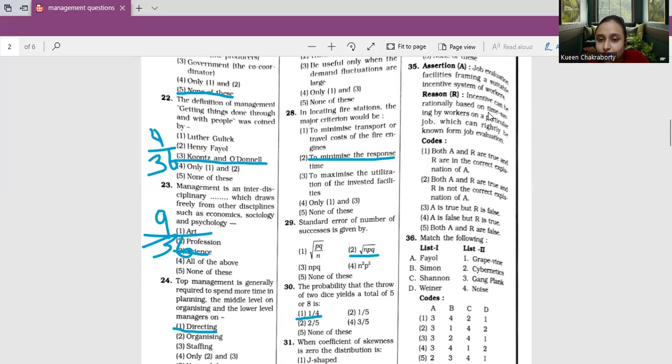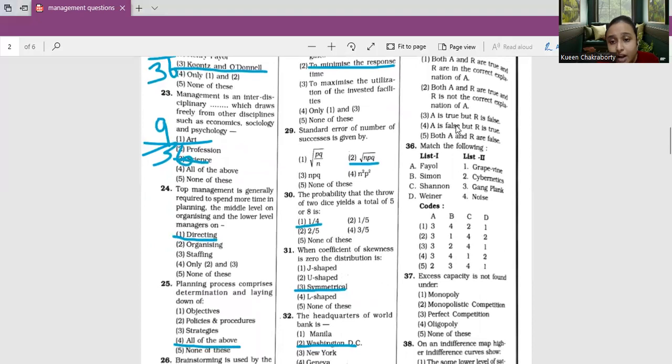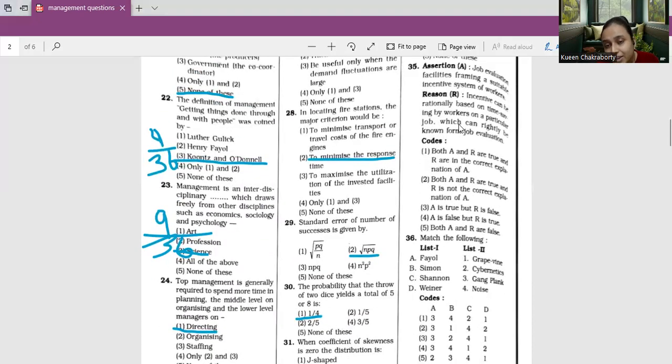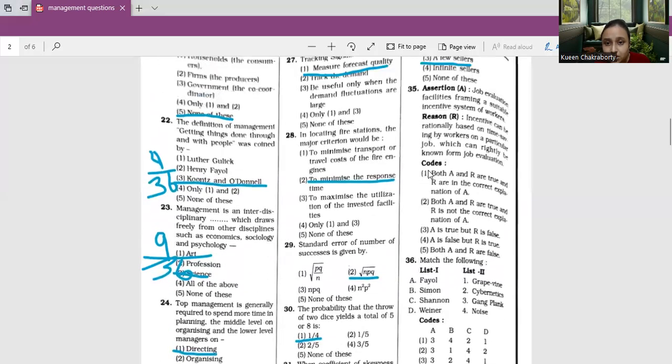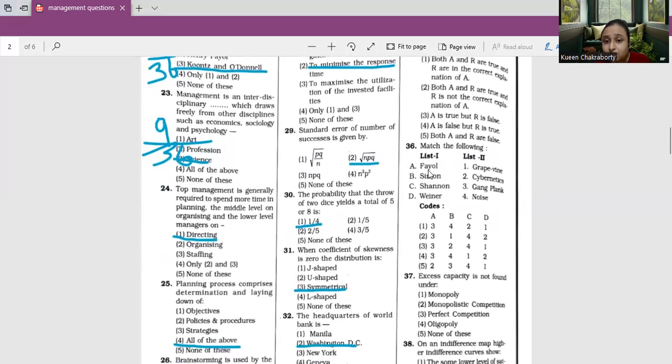So after such a lot of discussion, you can understand very well that the assertion is correct. That is, job evaluation facilitates framing a suitable incentive system for workers. But the reason is false, which says incentive can be rationally based on time saving by workers on a particular job, which can rightly be known as job evaluation. So I'll come to the conclusion that in question number 35, 4 is the correct answer. That is, A is false but R is true.